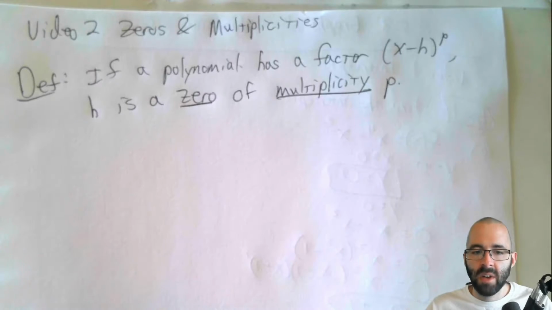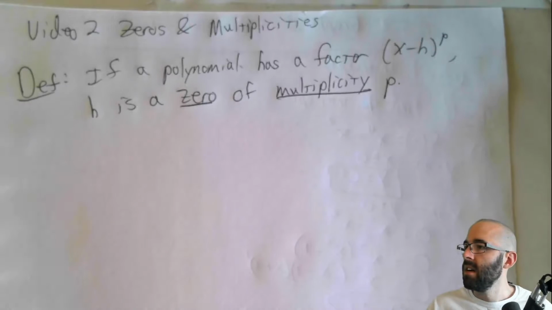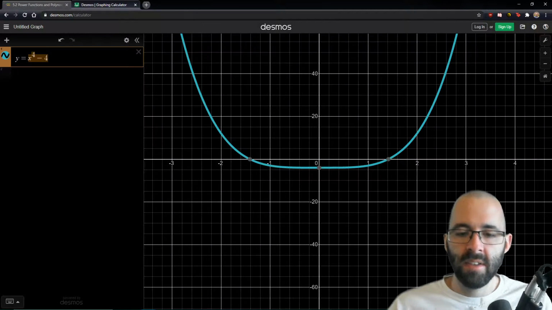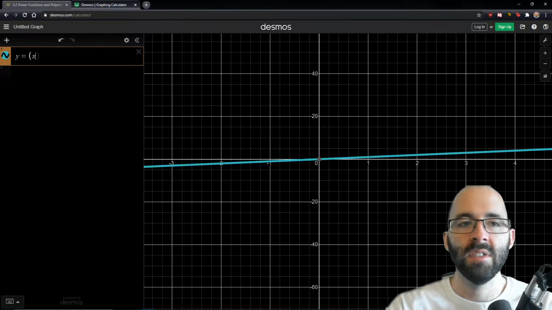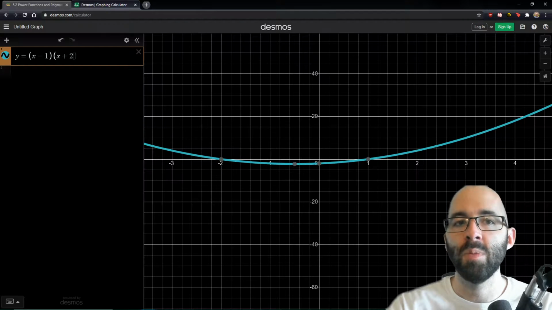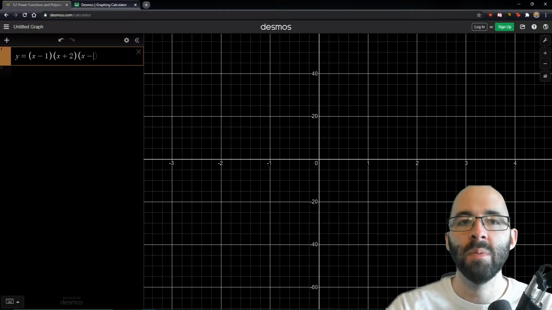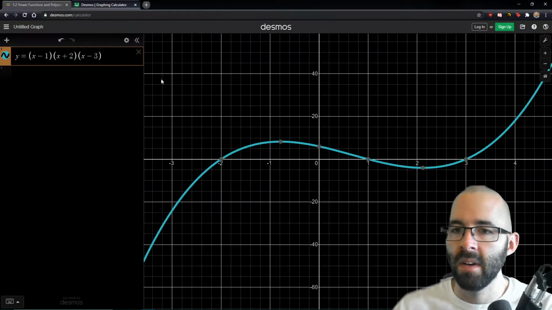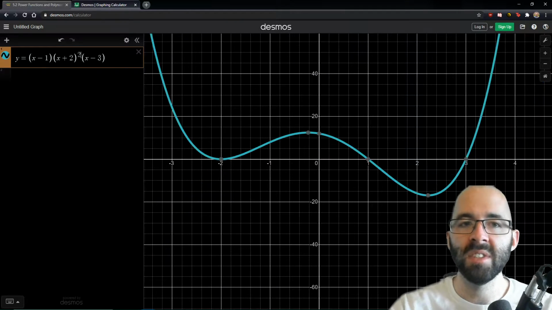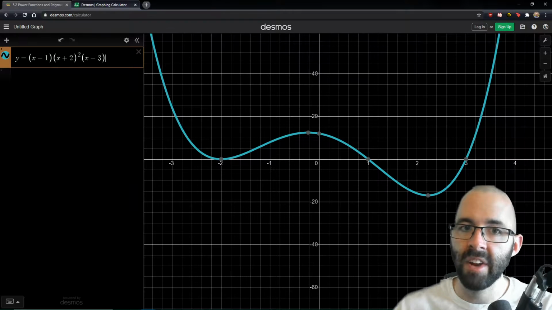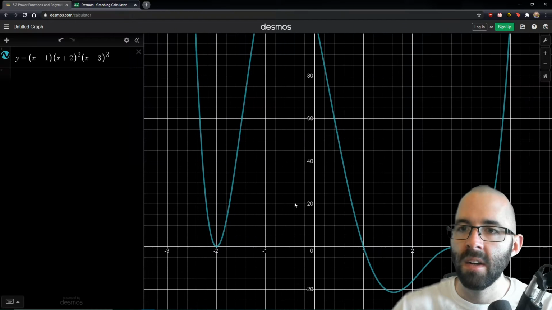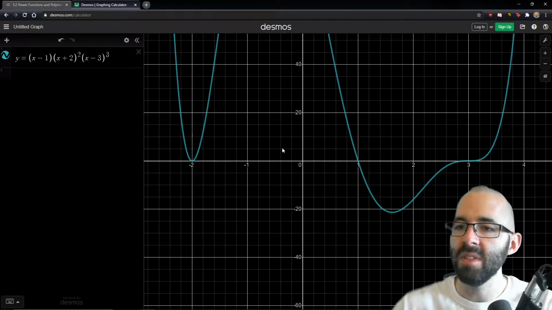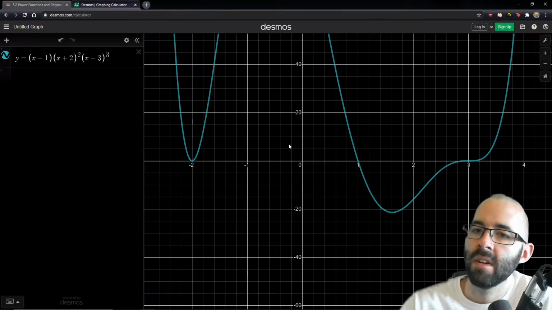So let's see what this looks like graphically, okay? Let's give a function and look at 3 different roots. We get x minus 1, x plus 2, and let's say x minus 3. Let's give this a multiplicity of 2, so it's going to have an exponent of 2 on that factor. Give this one a multiplicity of 3, so it's going to have an exponent of 3. Let's look at how these different multiplicities and these different roots look.